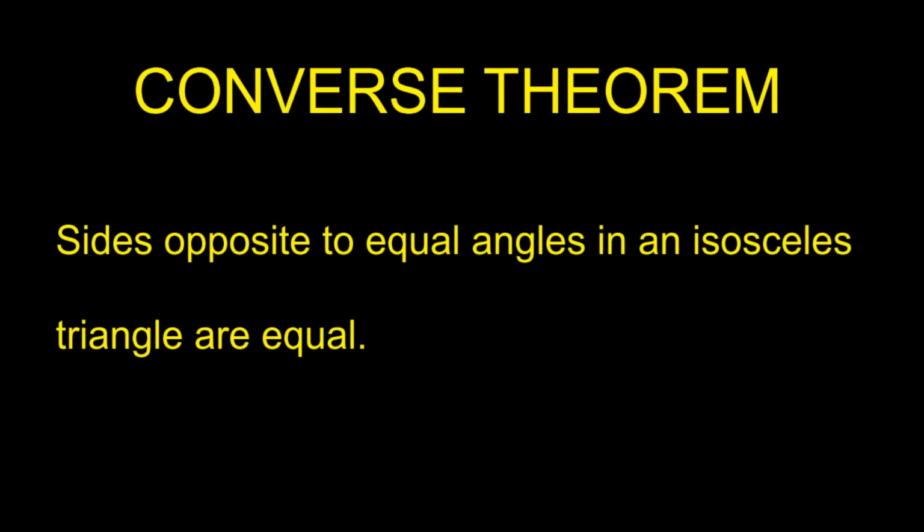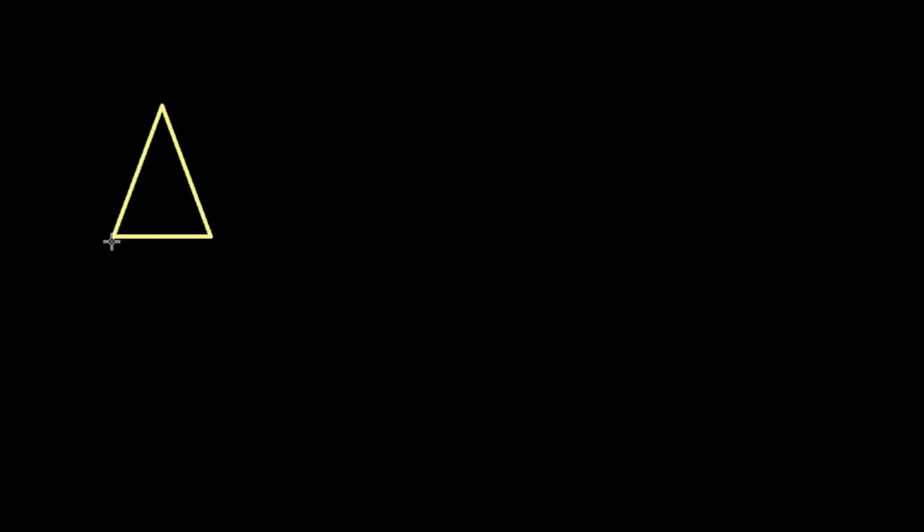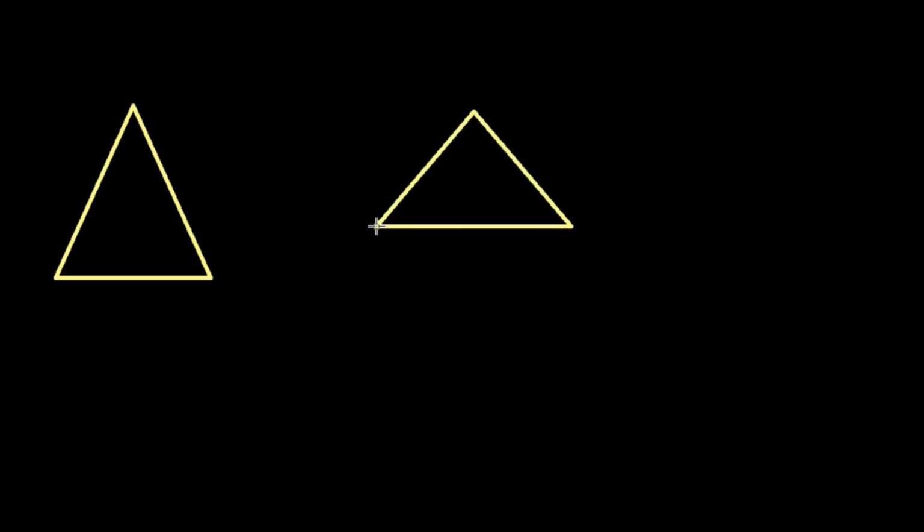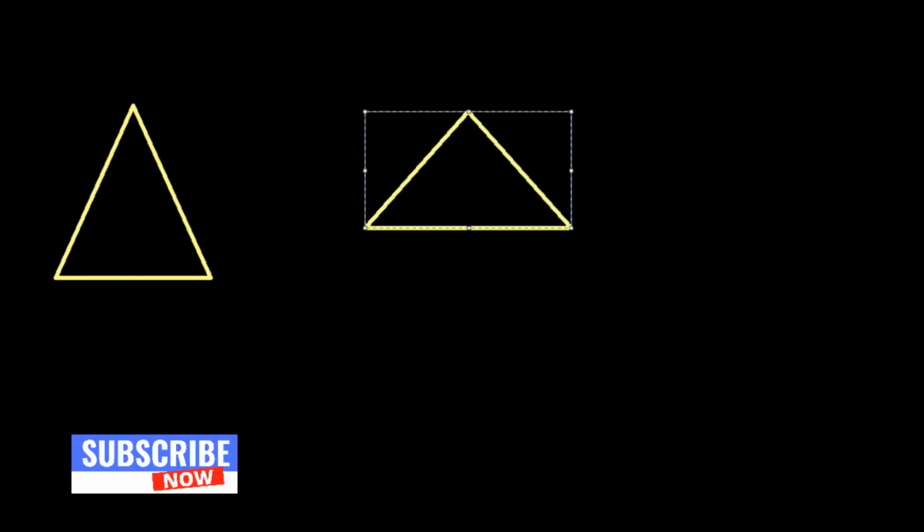Now let's come to the converse of this theorem, and the converse says that if two angles of a triangle are equal, then the sides opposite to those angles are also going to be equal. So let us again prove it in two different ways. So let me take two different triangles, and we know that they are isosceles because we have been given that in both triangles this angle is equal to this angle and this angle is equal to this angle.